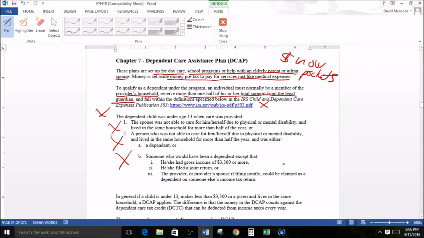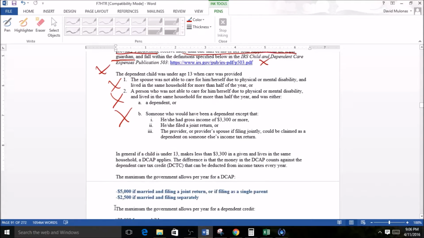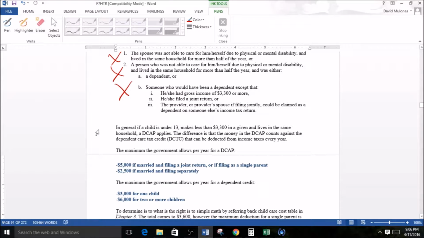You can see the last little parameter here. We're going to go down a little bit because I'm going to summarize a bit. What we're saying here, in general, is if a child is under 13 years old and makes less than $3,300 and lives in the same household, again, we talked about primary residence, the DCAP applies. The difference here is that the money in the DCAP counts against the dependent care tax credit that can be deducted from income taxes every year. So there are two things we need to look at. You're either going to use this DCAP, which is, again, they're just credits.